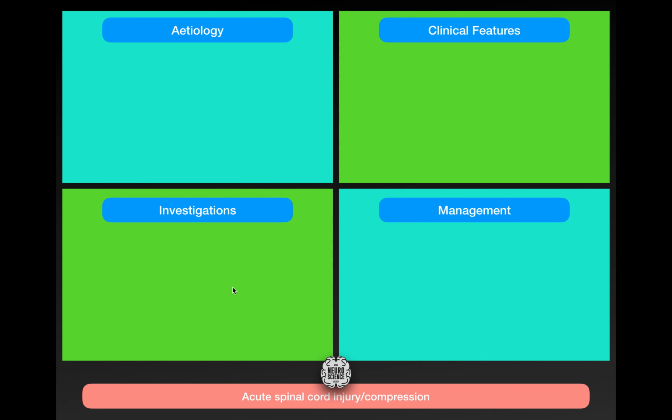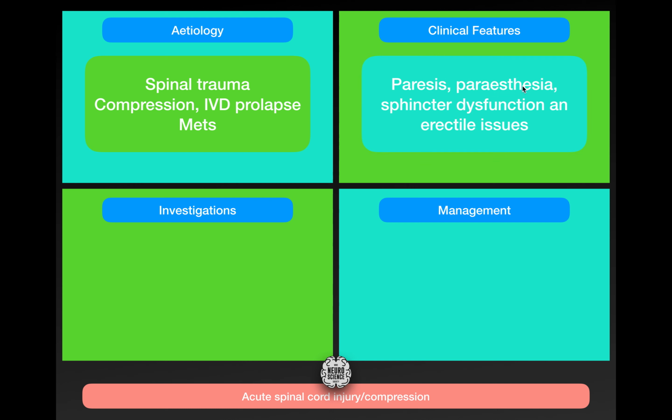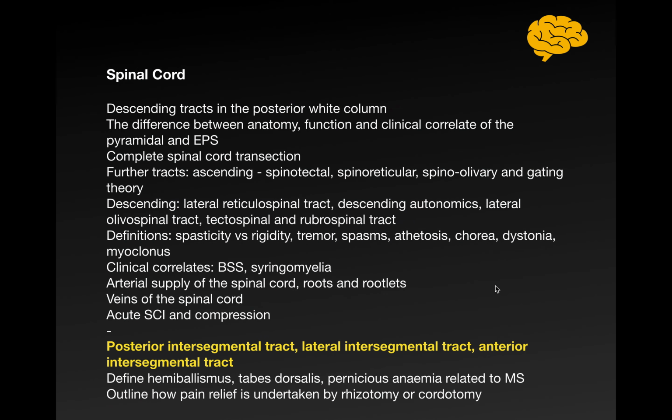So, acute spinal cord injury and compression, not to go into too much detail because it's quite straightforward. You have a spinal trauma or a compression from METs or prolapse. That's your classic etiology of a spinal cord injury. It's going to cause paresis, paresthesia, sphincter and erectile dysfunction, quite obviously, at the level or below the level of the lesion, right? Investigations, imaging to see the extent of the damage and then to see the extent of the swelling, and the management is to control the swelling or to remove any compressions or prolapses if required. So glucocorticosteroids, surgical and radiotherapy as warranted. So just a little bit of information on spinal cord injury there.